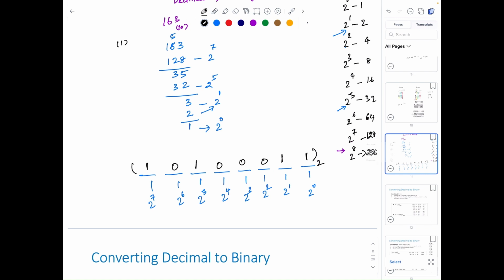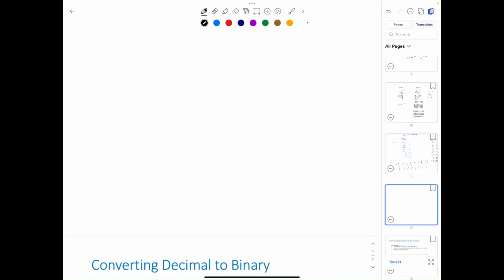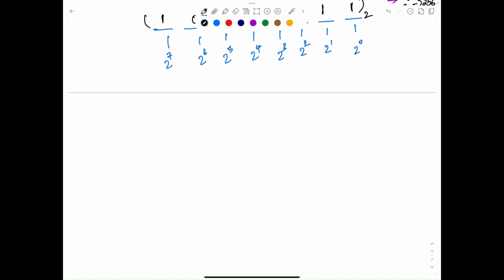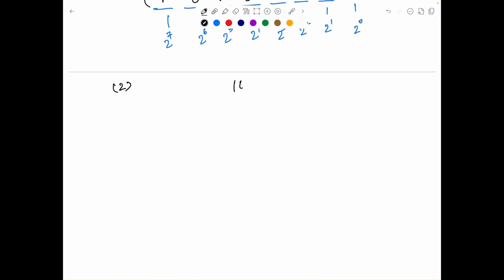The other way to do that is long division. You might have done that during your middle school or elementary school. Basically here, 163, we start dividing this by 2. So this will be 81, with remainder 1. And then 81 divided by 2 will be 40, with remainder 1.